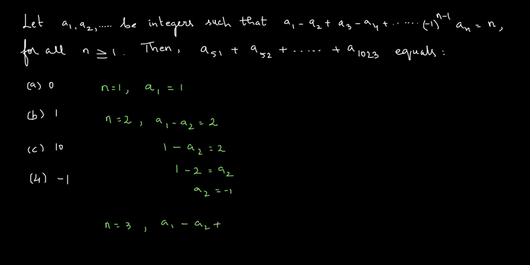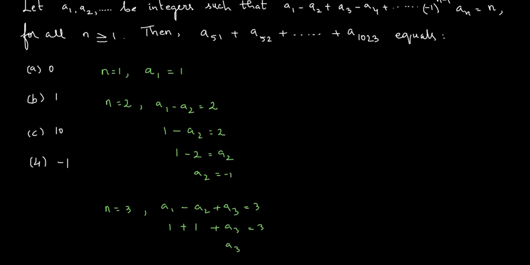Similarly, we can find for n is equal to 3, where a1 minus a2 plus a3 will be 3. Here also the same rule applies. So a1 is equal to 1, a2 is equal to minus 1. So it will be plus 1, minus into minus. Then a3 is equal to 3, so the value of a3 will be 1. You can see a1, the first term, is 1, a2 is minus 1 and a3 is plus 1. So it is going alternately.